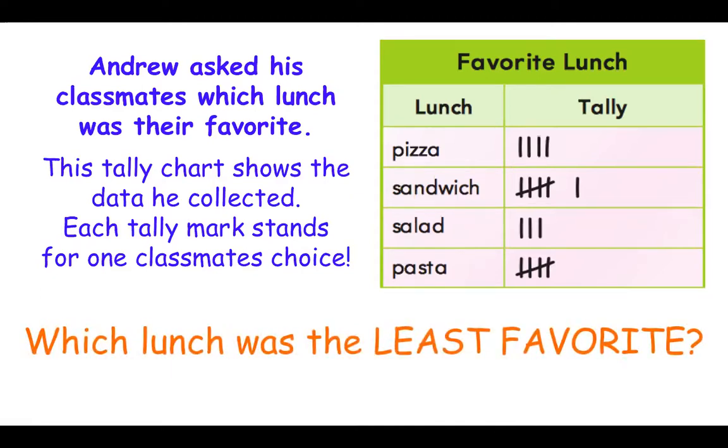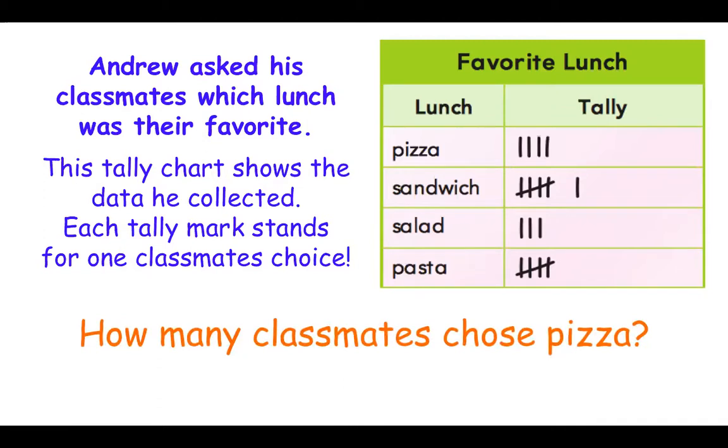Which lunch was the least favorite? So now I want to know which one has the least votes, the least tally marks. Which one was the least favorite? I'm going to count them all again to make sure. So pizza has 1, 2, 3, 4. Sandwich has 5, 6. Salad has 1, 2, 3. And pasta has 5. So I can tell right away that salad has the least. It only has 3. So the least favorite was salad.